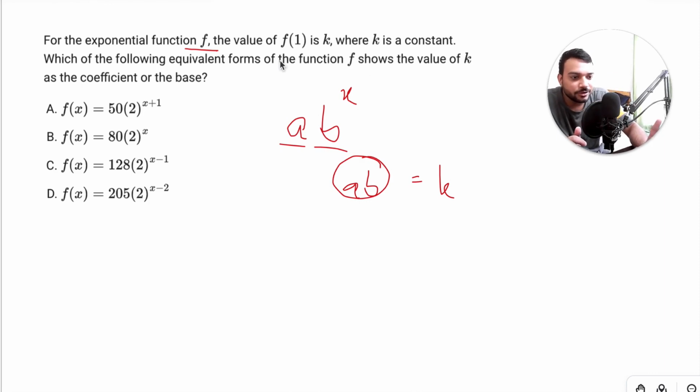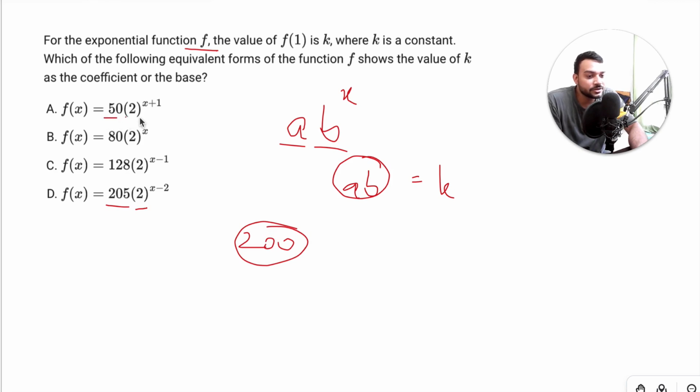So now they're asking to look at the options and find out which of the following equivalent forms of the function f shows the value of k in the coefficient or the base. So either this or this, the value of k. Okay. So if I put x is equal to 1 in all of these four, let's check. For option A, x is equal to 1 becomes 2 squared, which is 4. 4 times 50 is 200. 200 is not present in either the coefficient or the base.